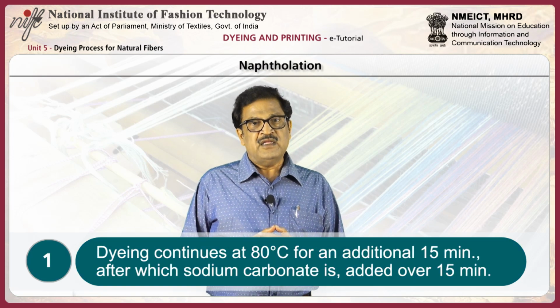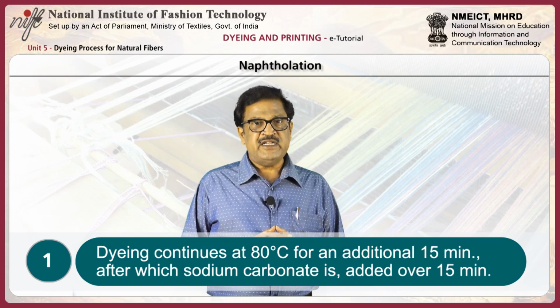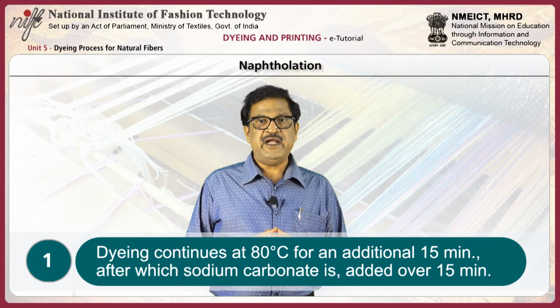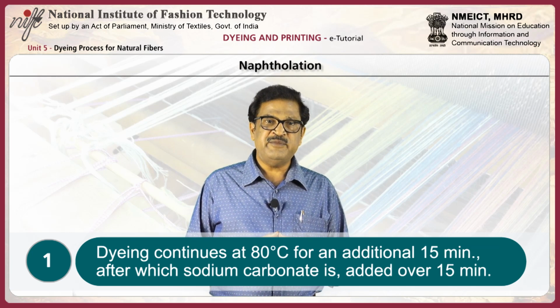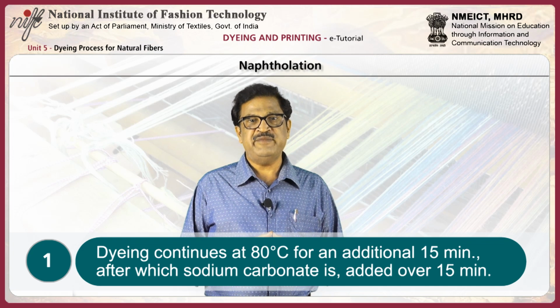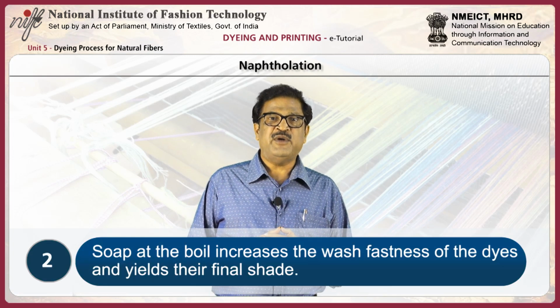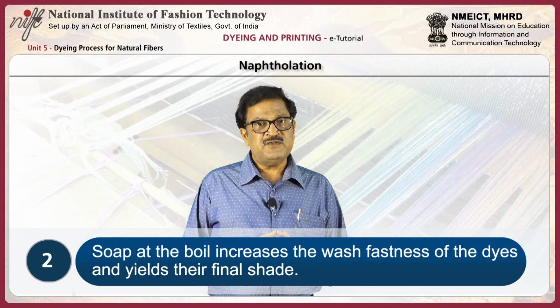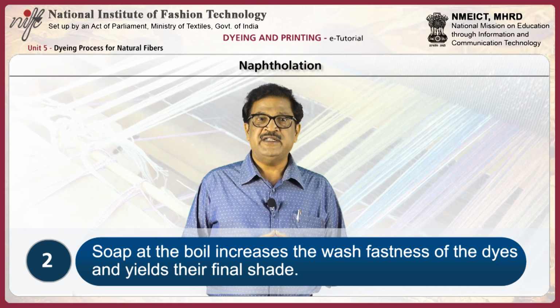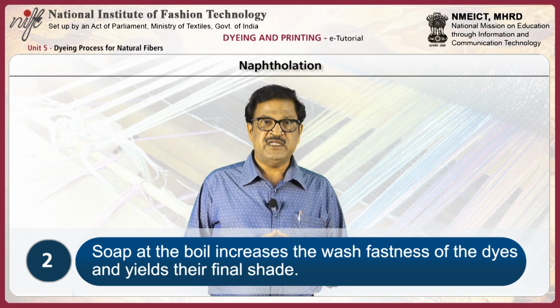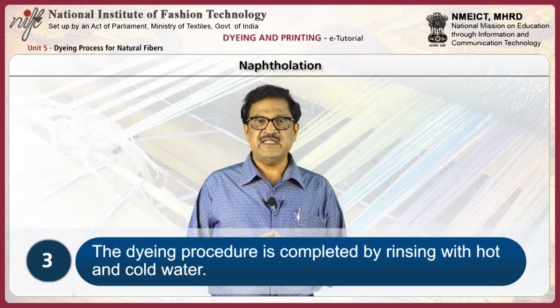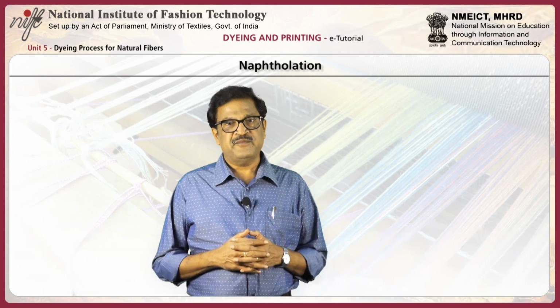Soaping. This step consists of treating the dyed material with soap at or near the boiling temperature for 10 to 20 minutes. Soap at the boil increases the wash fastness of the dyes and yields their final shade. The dyeing procedure is then completed by rinsing with hot and cold water.